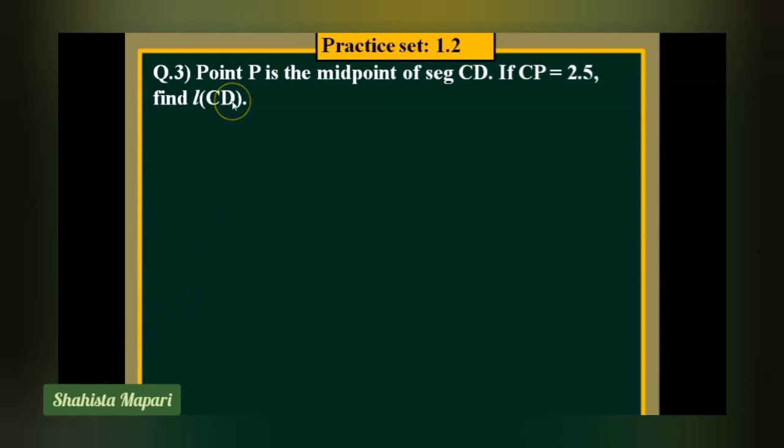Now students, let's read and understand question number 3. Point P is the midpoint of segment CD. Here CD is a segment and P is the midpoint of segment CD. So if CP is 2.5, then calculate CD.